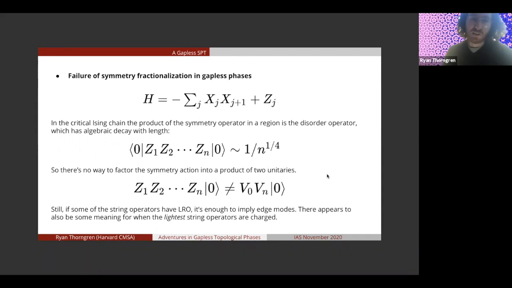The way to see that symmetry fractionalization fails is to look at this example. Here is the critical Ising chain. If we apply the symmetry string in some region, of course, we know that's how we define the disorder operator in this system. So the correlation function of this string goes to 0 as 1 over n to the quarter, where n is the number of sites here. And so there's no way to write this operator as a product of v0 and vn, because these have to be unitary, right?